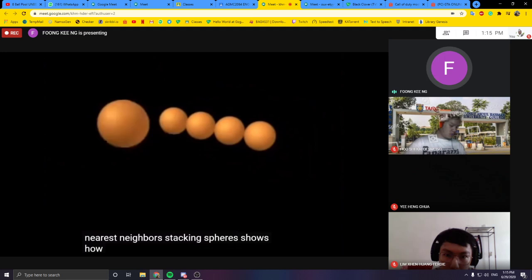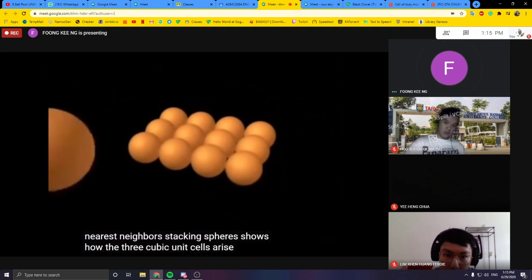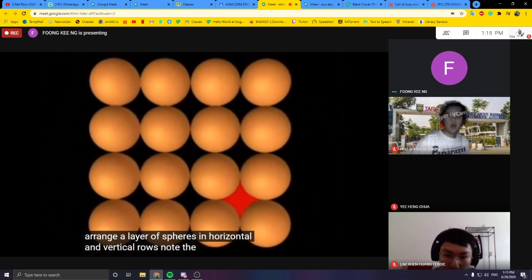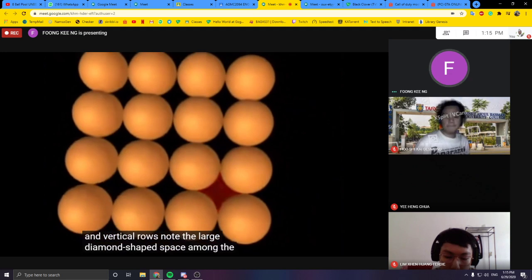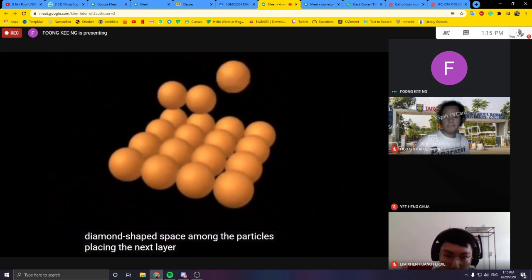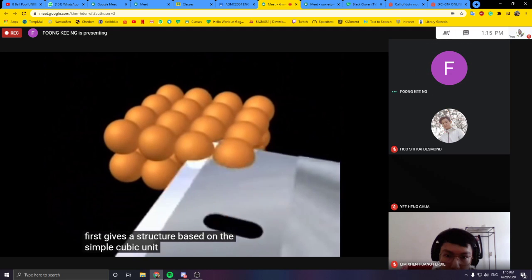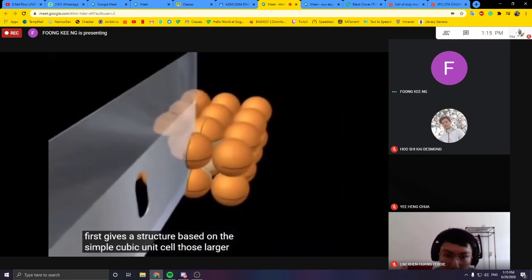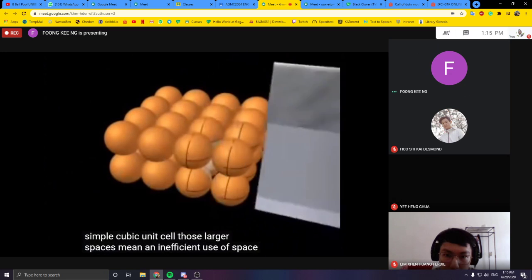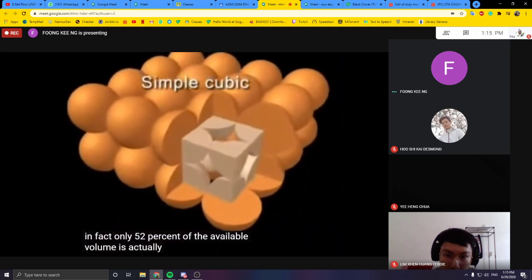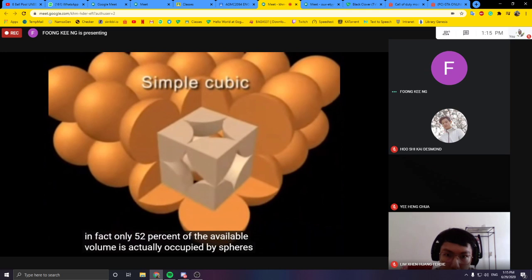Stacking spheres shows how the 3 cubic unit cells arise. Arrange a layer of spheres in horizontal and vertical rows. Note the large diamond-shaped space among the particles. Placing the next layer directly over the first gives a structure based on the simple cubic unit cell. Those larger spaces mean an inefficient use of space. In fact, only 52% of the available volume is actually occupied by spheres. Because of this inefficiency, the simple cubic unit cell is seen rarely in nature.